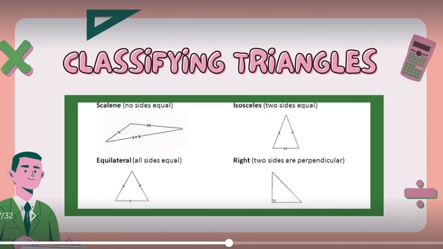First of all, let's talk about how we classify triangles and their forms. In common, there are 4 main types of triangles: scalene, with no sides equal; isosceles, with 2 sides equal; equilateral, all sides equal; and right, where 2 sides are perpendicular.